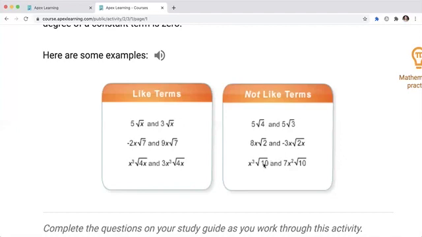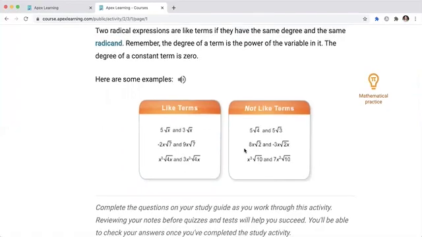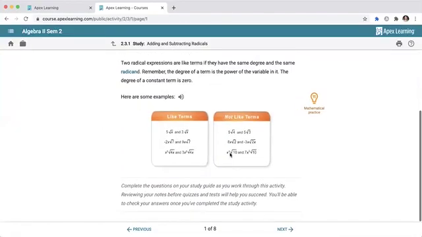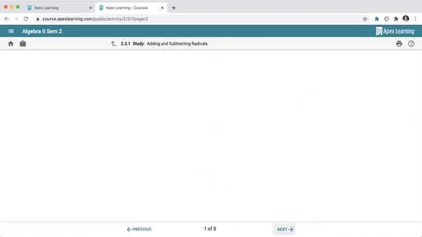This one has the same radicand, but this one is an x cubed term, and this one is a 7x squared term. So I can't combine x cubed and 7x squared. Those aren't the same degrees. Hopefully it's not too terribly new to you. A lot of it, I hope, is just common sense. You have to make sure that they're the same, and if you wouldn't be able to add them normally, you're not going to add them with this radical symbol.